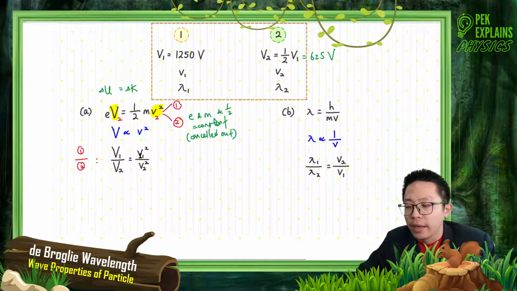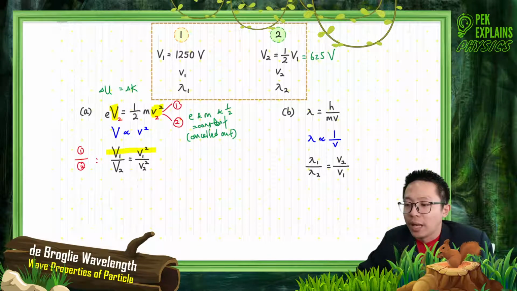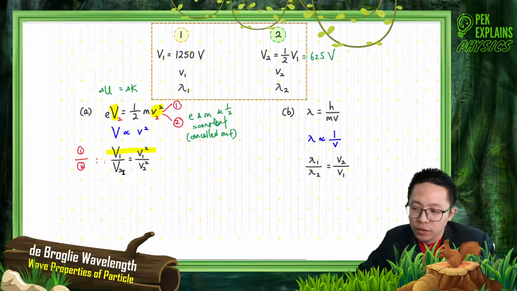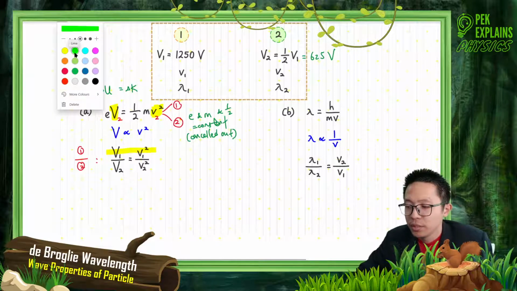Voltage 1 and velocity 1 are at the same level. Understand? They are at the same level. Because this one is the voltage and the V square on the same level. So voltage 1 and velocity 1 are at the same level, and voltage 2 and velocity 2 are also at the same level.